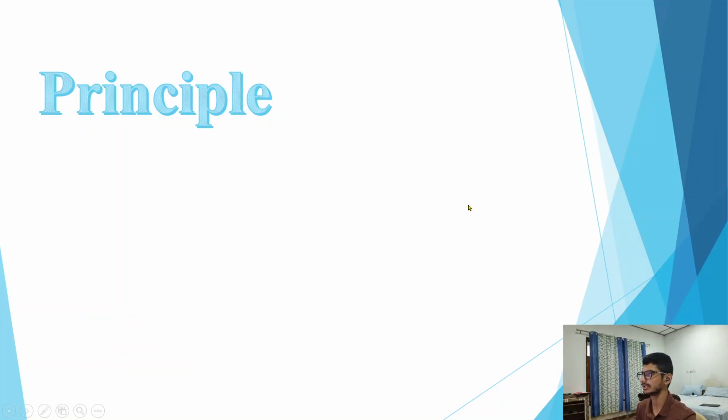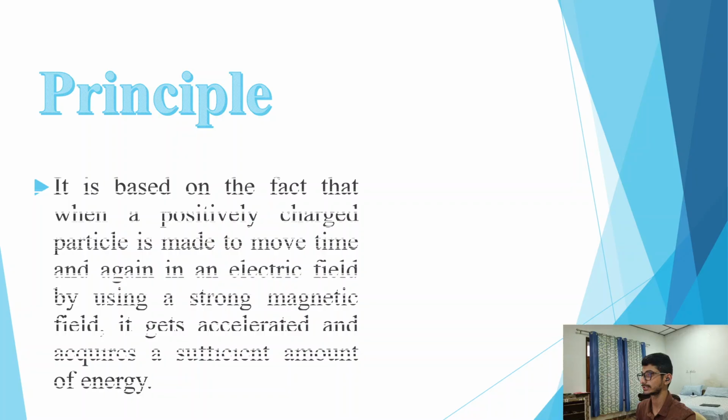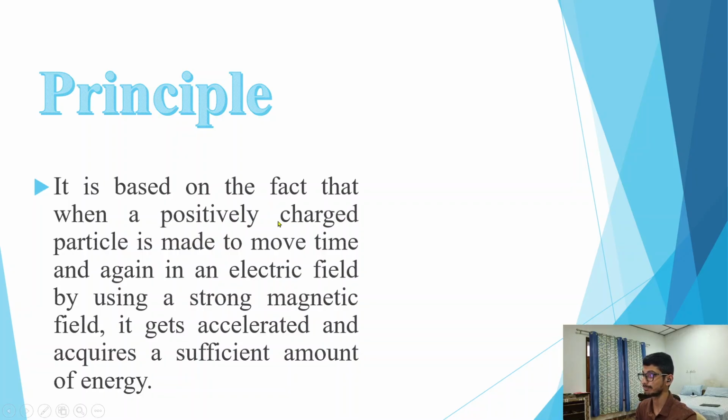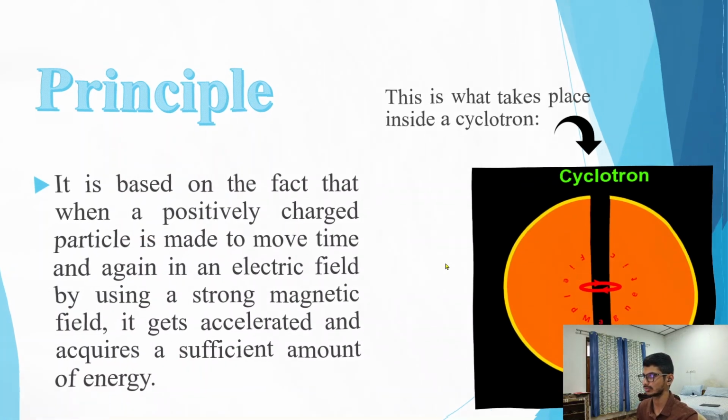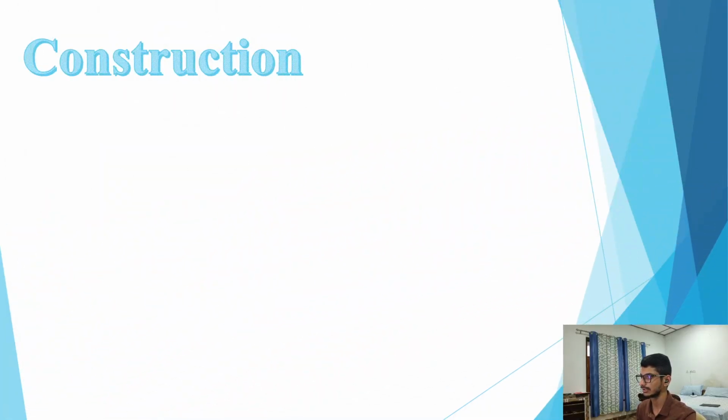So what is the principle behind the working of a cyclotron? It is based on the fact that when a positively charged particle is made to move time and again in an electric field by using a strong magnetic field, it gets accelerated and acquires a sufficient amount of energy. This energy is used to hit the target, which is our aim. So this is what takes place inside a cyclotron. These are two Ds. We will discuss all this in the construction part of the cyclotron. So let's move further toward the construction.